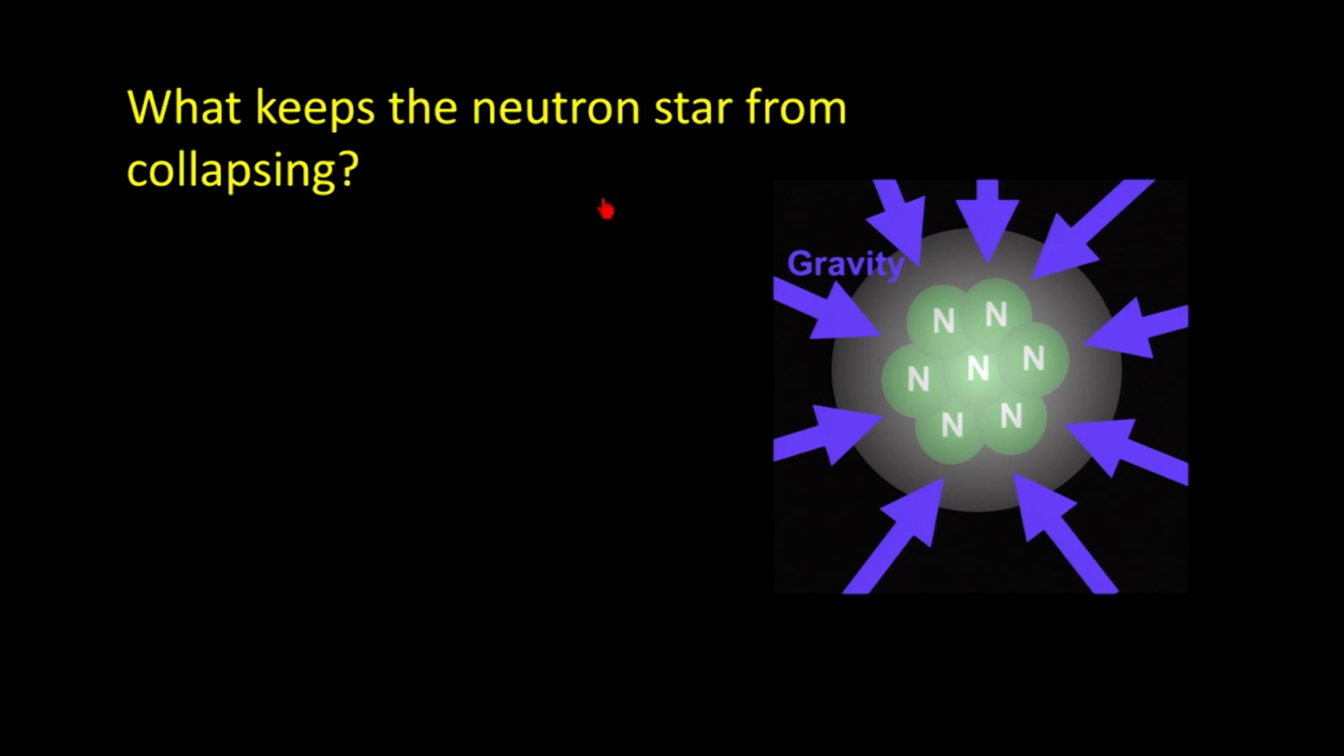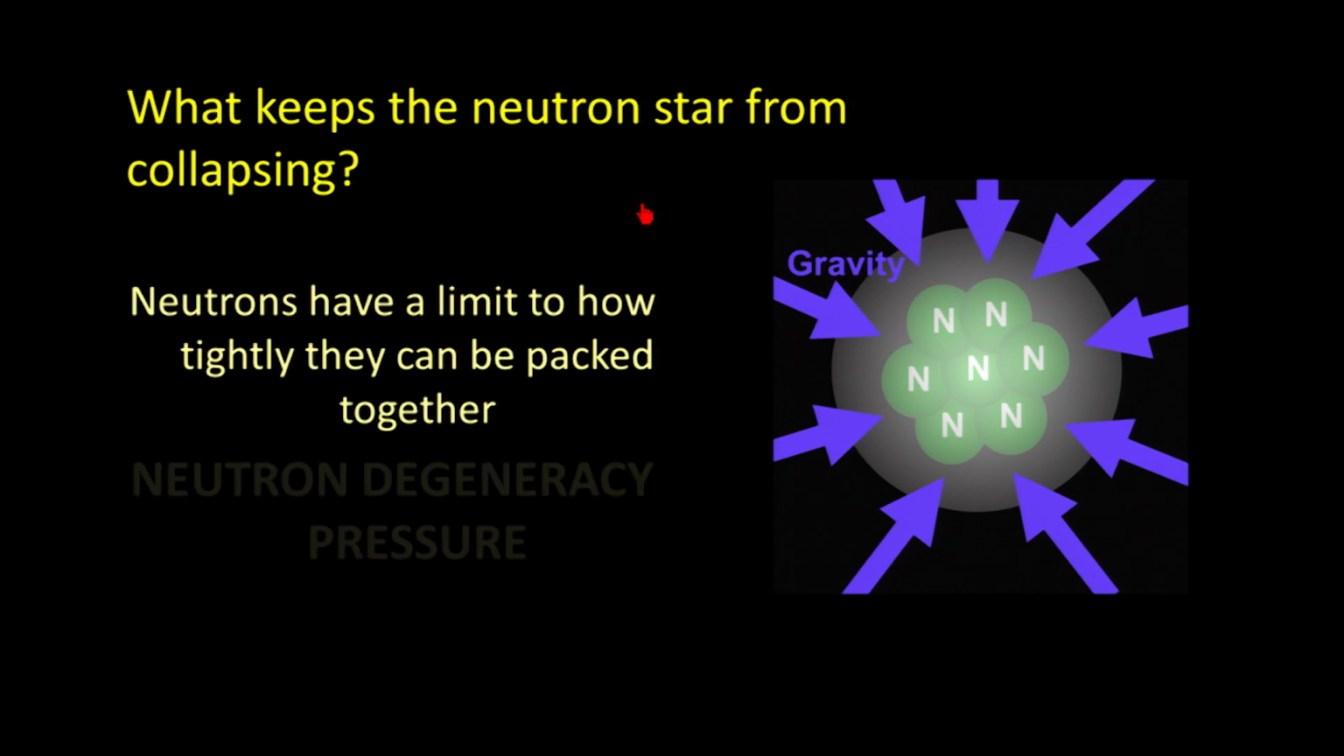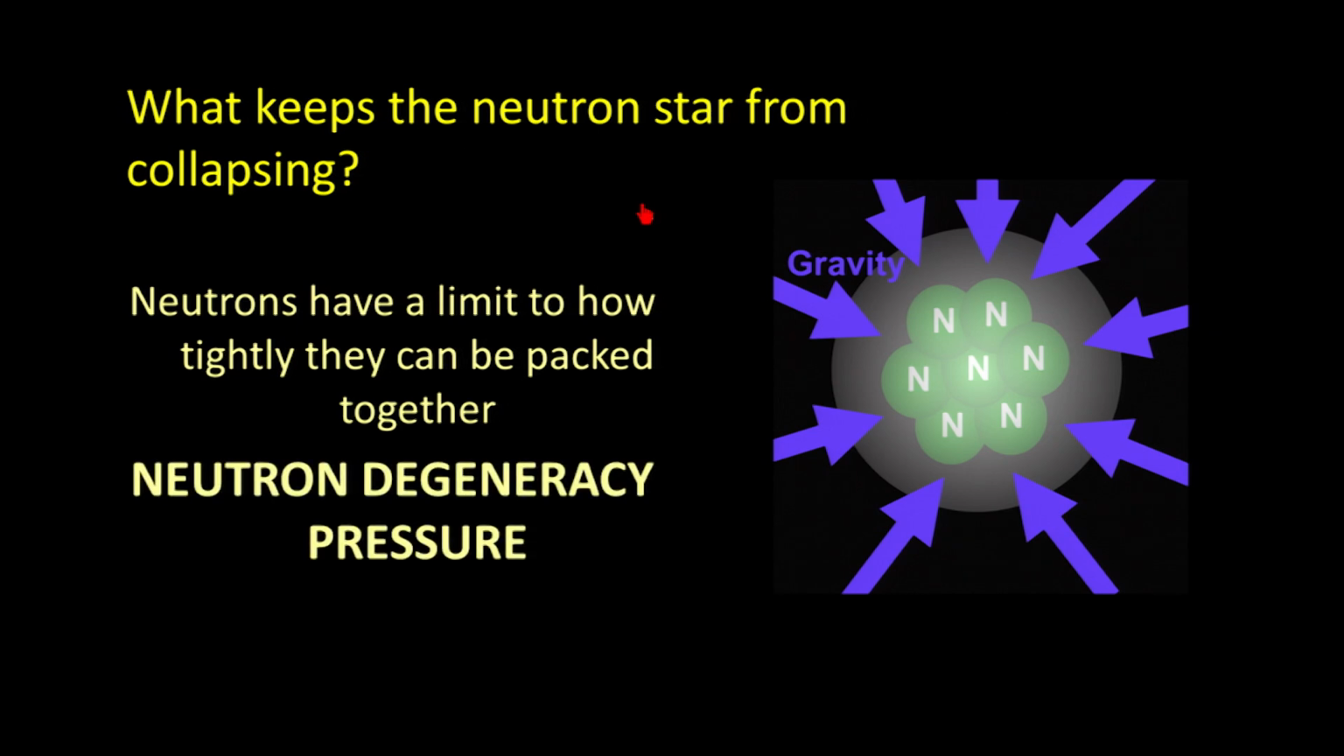But what the physicists discovered is that neutrons also have a limit to how tightly they can be packed together. So even though gravity is incredibly strong, squeezing these neutrons very tightly together, there is a limit to how tightly the neutrons can get packed together. And we call that neutron degeneracy pressure.